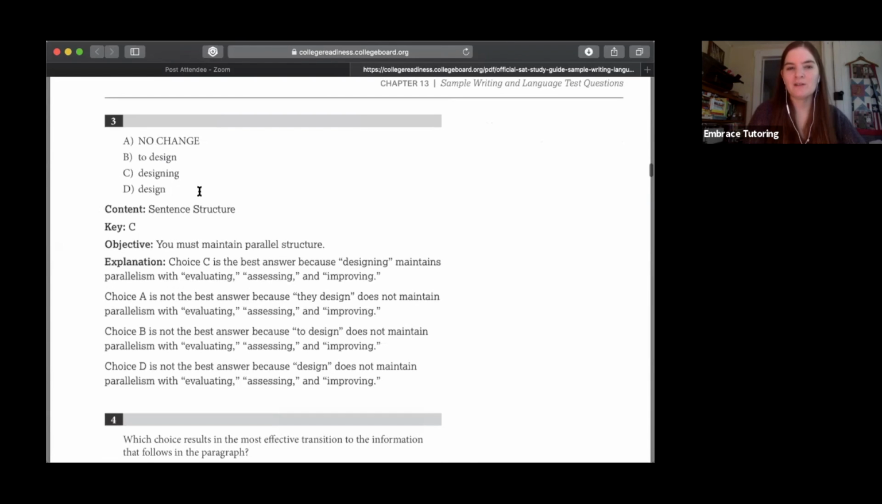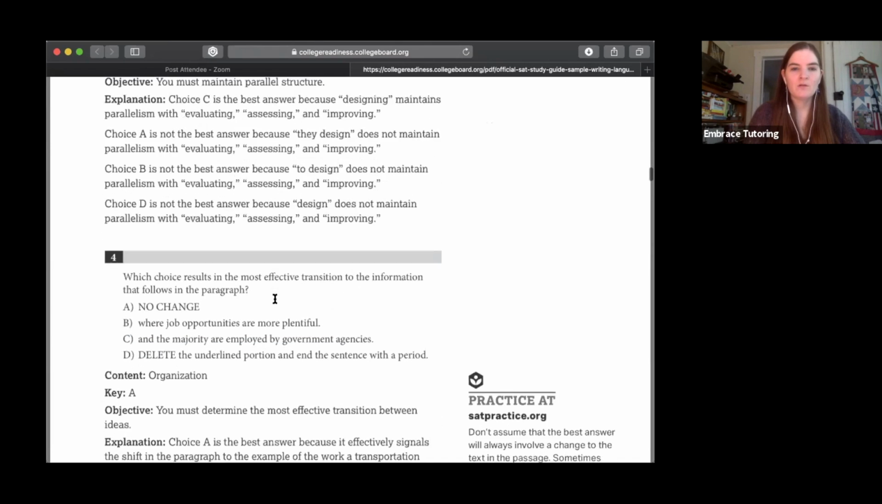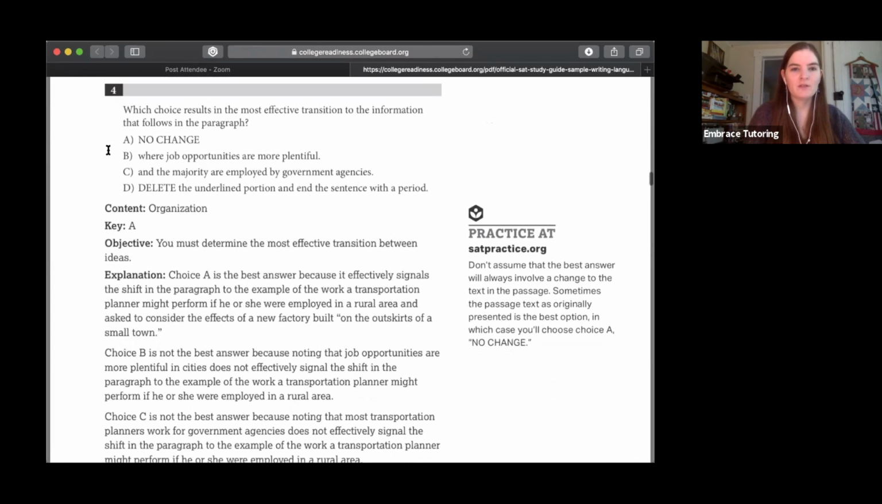So here, in question 3, we're really focused more on sentence structure and maintaining parallel structure. If you're not really sure what I mean by that, we're going to go into that today. And then question 4 in their example is again dealing with more of an ideas type of question, because you have to look at the organization of the information, of the content.